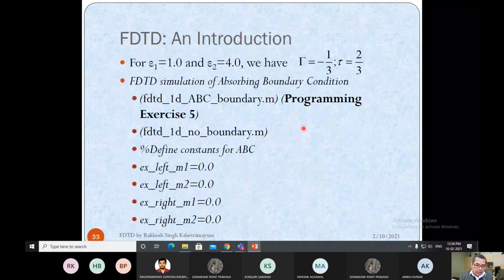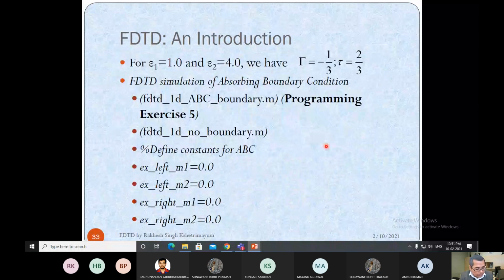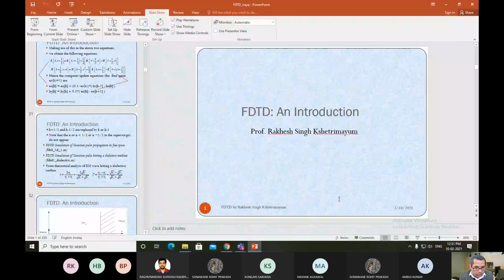So if I have epsilon_r equal to 1 here and epsilon_r equal to 4 here, any wave of amplitude 1 hitting this, 1 by 3 of it will be reflected and 2 by 3 of it will be transmitted. The reflected wave polarization, if the incident is in the positive x direction, will be in the negative x direction. We can do the simulation and see now. I think I should wind up here.